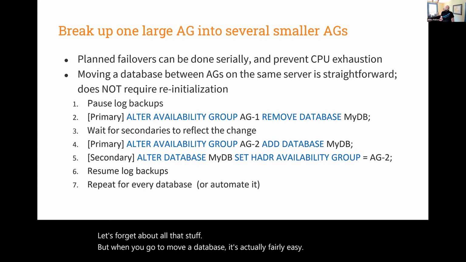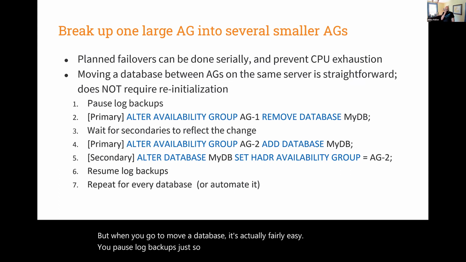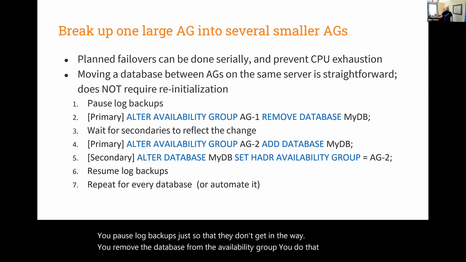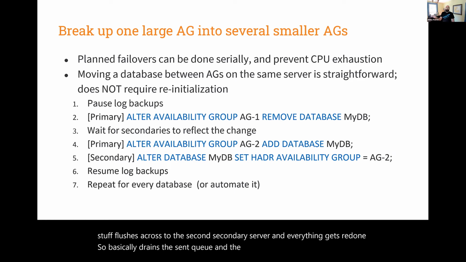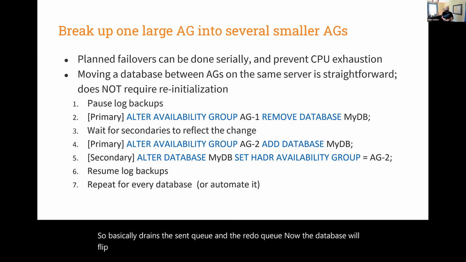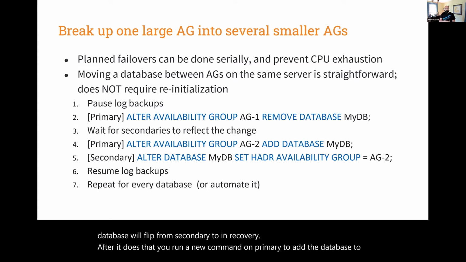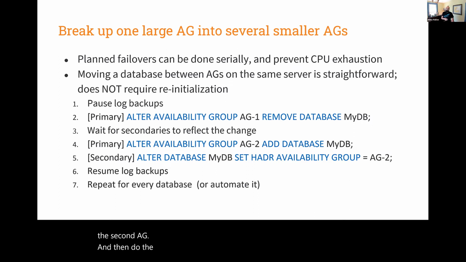You pause log backups just so that they don't get in the way. You remove the database from the availability group. You do that on primary as stuff flushes across to the secondary server and everything gets redone. So it basically drains the send queue and the redo queue. Now the database will flip from secondary to in recovery. After it does that, you run a new command on primary to add the database to the second AG, and then do the join on the secondary server.